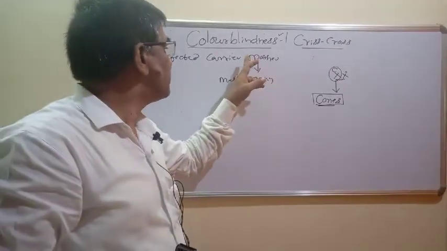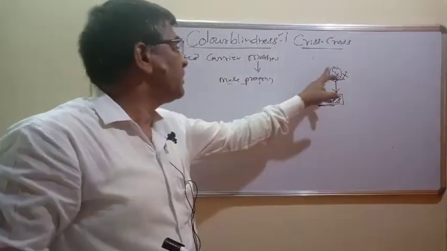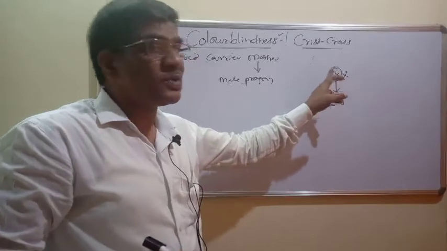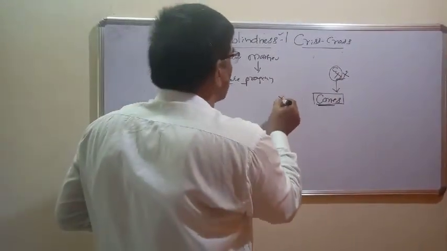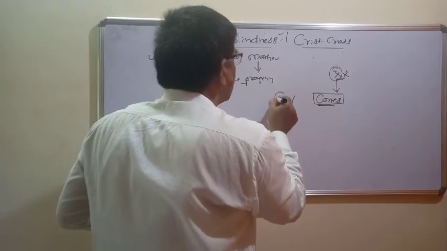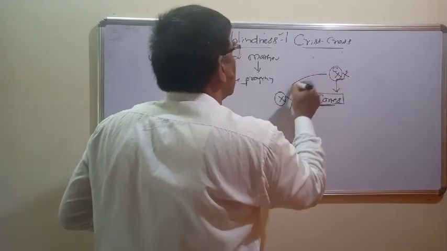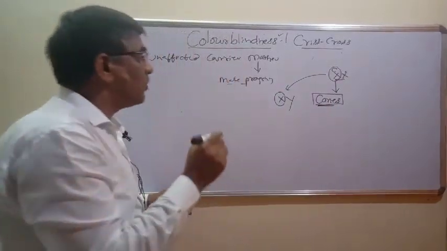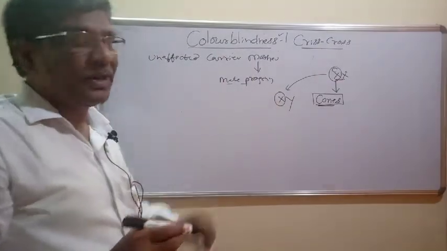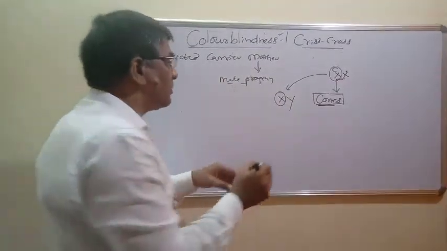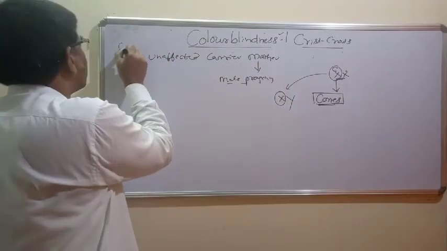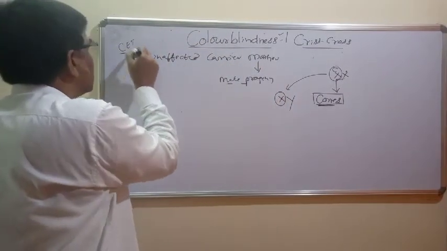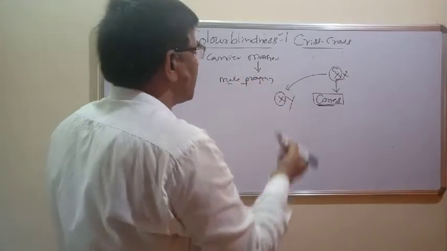Why is it transmitted from a carrier mother to some of her male progeny? Since the gene is present only on the X chromosome. A male has an X and a Y chromosome, and a male individual receives the X chromosome from the mother. Therefore, male children will be affected. Not all males, some of the male children will be affected. This is a very important concept from the point of view of CET. They will ask certain probabilities from this.